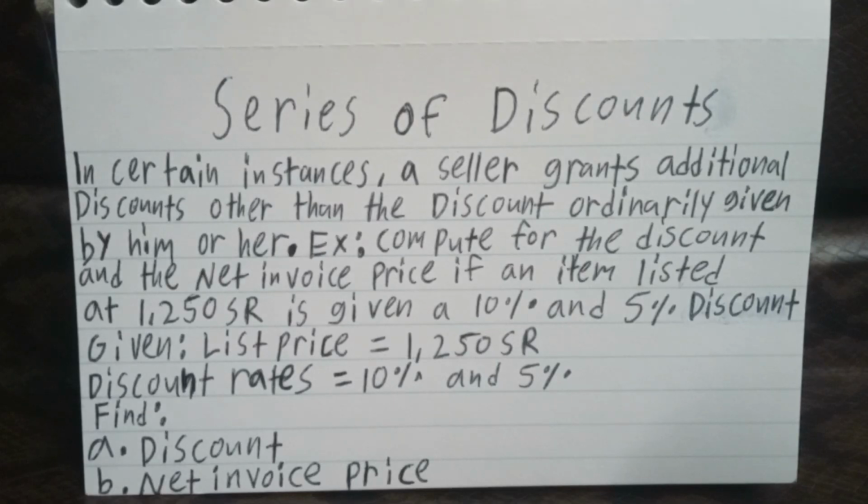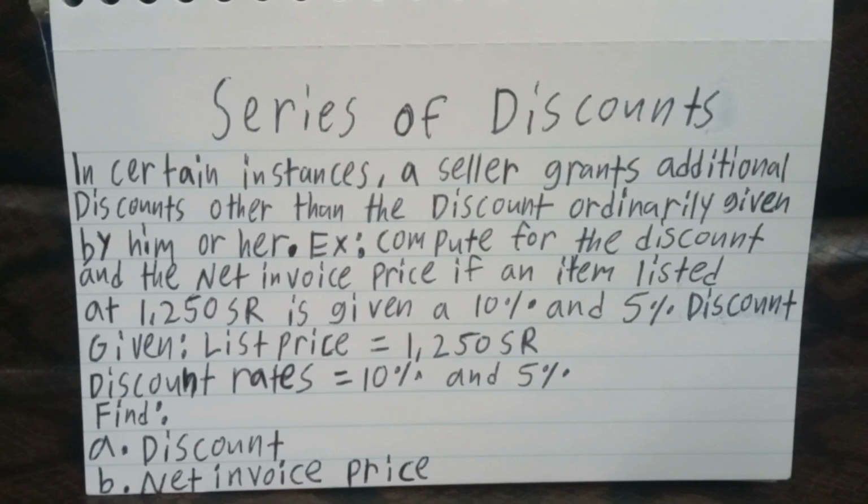And now let's proceed to series of discounts. In certain instances, a seller grants additional discounts other than the discounts ordinarily given by him or her. For instance, aside from the regular 10% discount, a seller might grant a special discount of 5%. The series of discounts is therefore 10% and 5%. This is not, however, equivalent to 15%, as we shall see later in the examples.